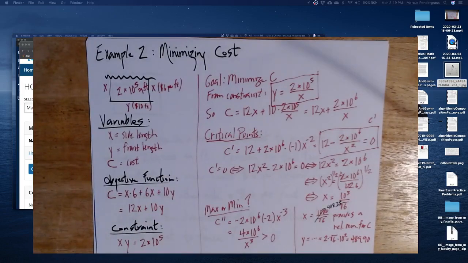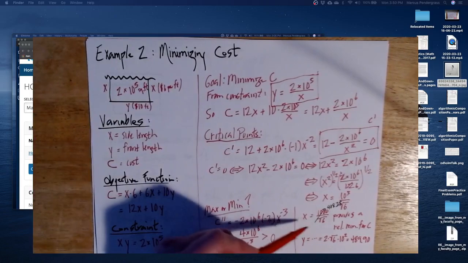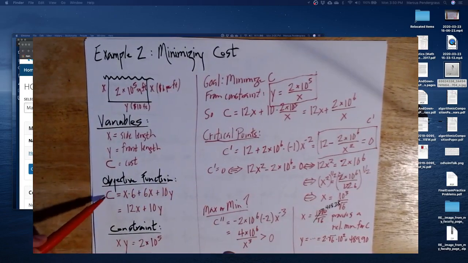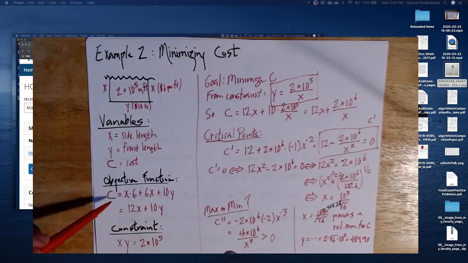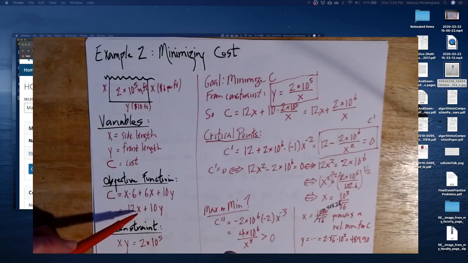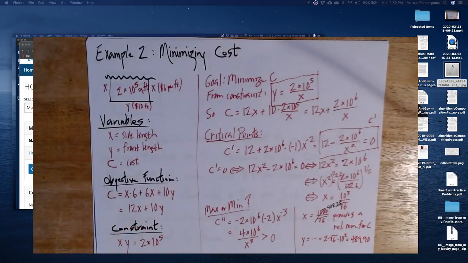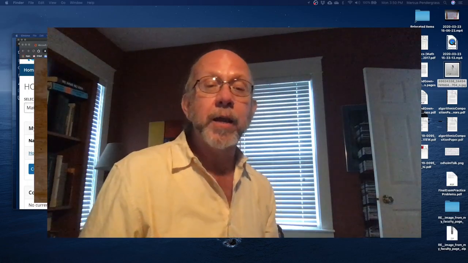You could also find out, well, how much is this whole thing going to cost? You could find out what the minimum possible cost is just by plugging these X and Y values back into your original objective function, right? Because that function tells you what the cost is when you use X feet on the sides and Y feet in the front. So there you have it. That's our second applied optimization example.